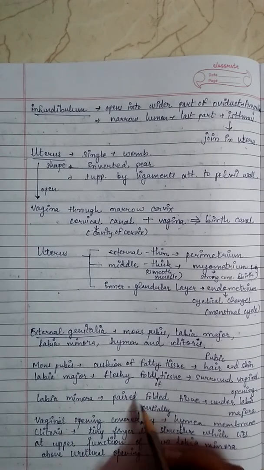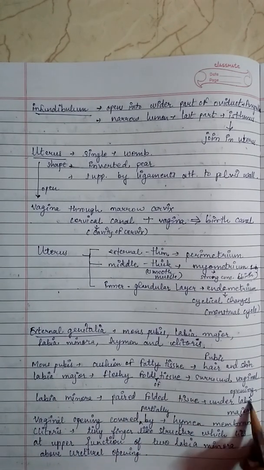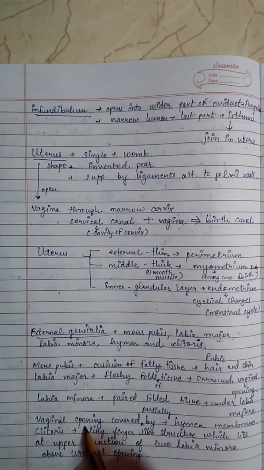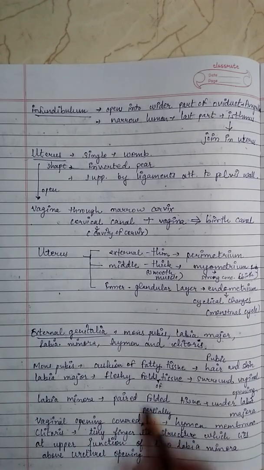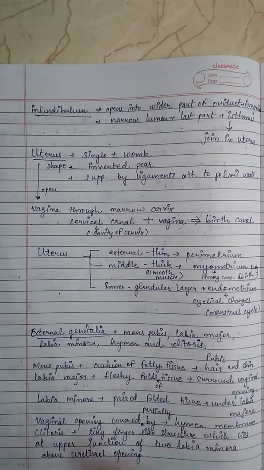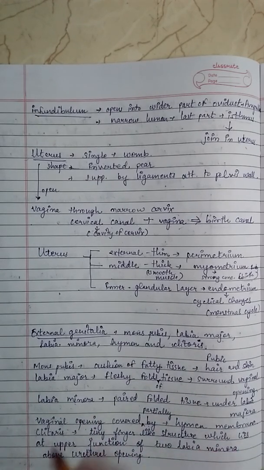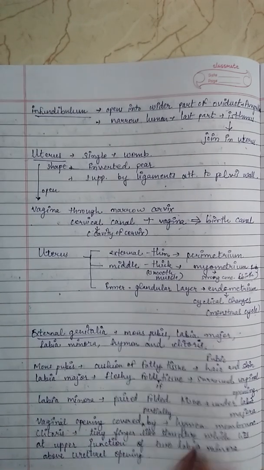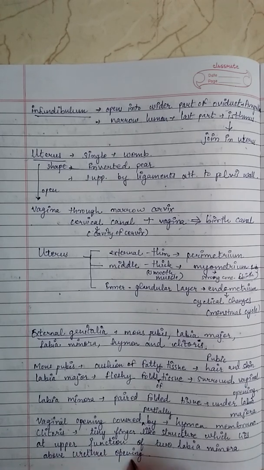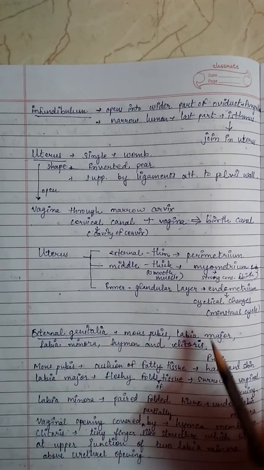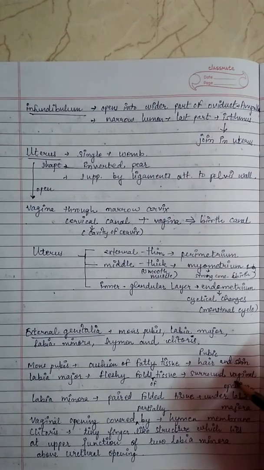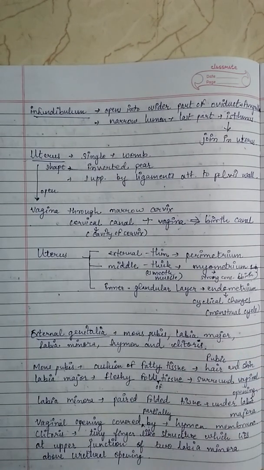Labia minora are paired folds of tissue under the labia majora. The vaginal opening is partially covered by the hymen membrane. The clitoris is a tiny finger-like structure which lies at the upper junction of the two labia minora above the urethral opening. All these things you should write and memorize while drawing figure 3.4.